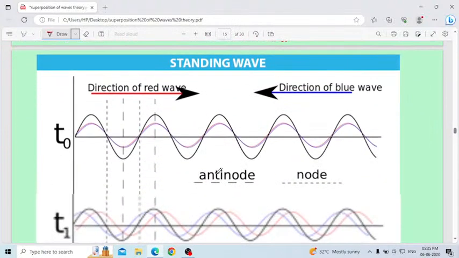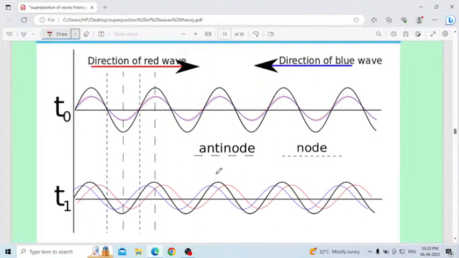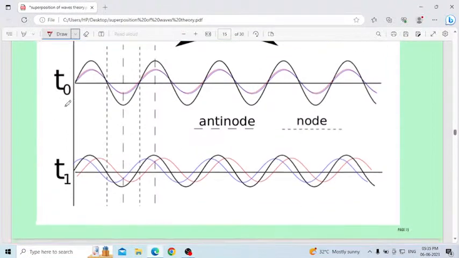Otherwise I will explain one more time here. See, from here to here we will consider as a wavelength lambda, the distance between two successive nodes. Then from here to here, the distance between the two nodes is lambda by 2. This node, this antinode, the distance between node and antinode is lambda by 4. That one you have to remember.